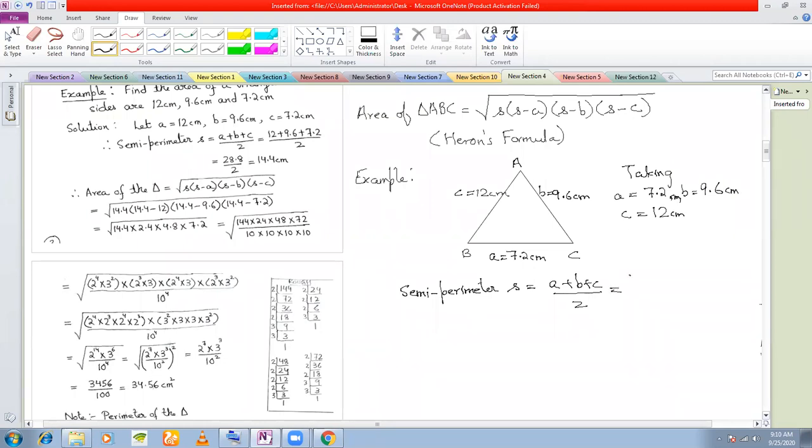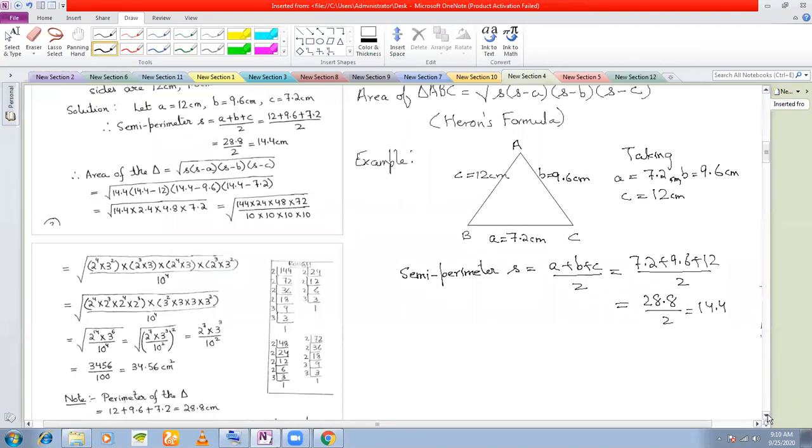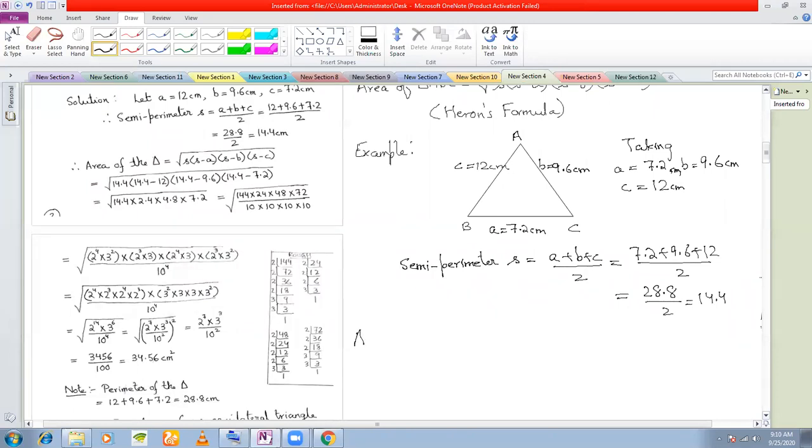So this is 7.2 plus 9.6 plus 12 divided by 2. Just adding it up, you get 28.8 divided by 2, so you get 14.4 as your semi-perimeter. Now we apply Heron's formula to find the area of triangle ABC, which is equal to the square root of S into S minus A, S minus B, S minus C.